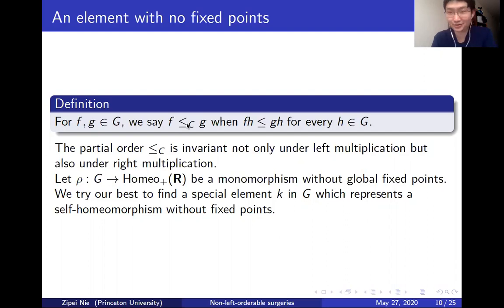If this partial order C is trivial, then it's not helpful. So we are going to find a special element k in G such that rho of k is a homomorphism from R to R without fixed points. Since rho of k is a continuous function, it is either pointwise greater than the identity map or pointwise less than the identity map. In the first case, we can prove that k is greater than 1 under order C, and in the second case, k is less than 1 under order C. If we have such an element k, that means C is not trivial.